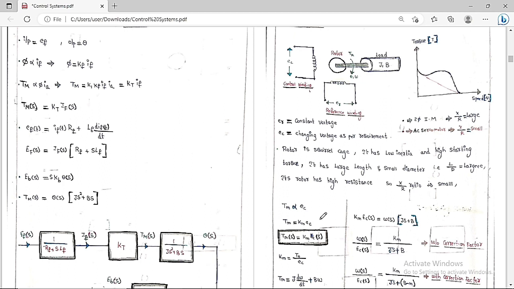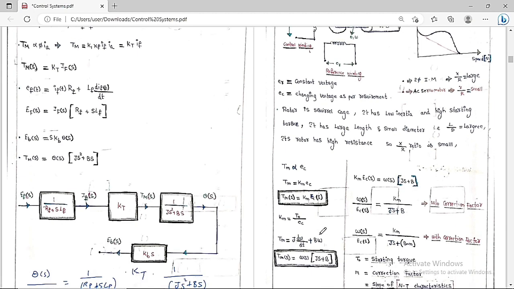If you want to apply the Laplace domain, then you are going to get Tm of s is equal to Km into Ec of s. This is the Laplace domain equation with respect to input as well as Tm of s and Ec of s. Then what is Km? Km is nothing but the ratio of Tm by Ec. Tm is nothing but T0, we are going to assume.